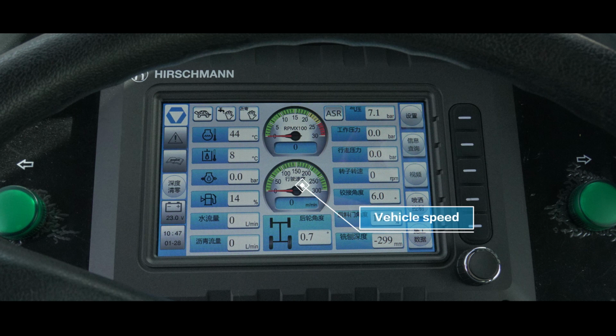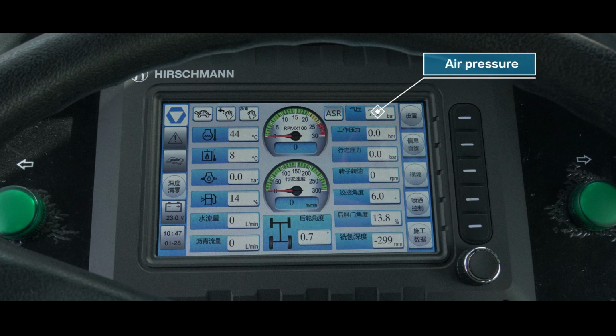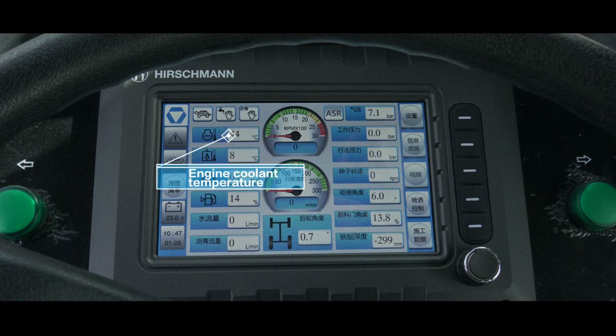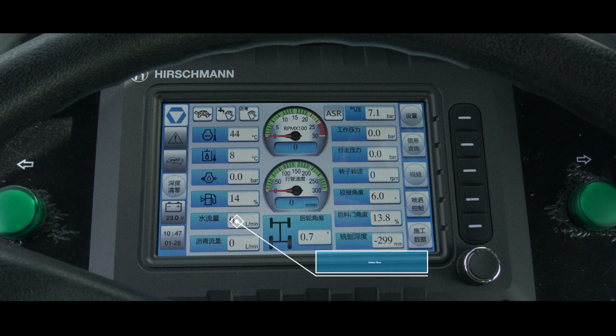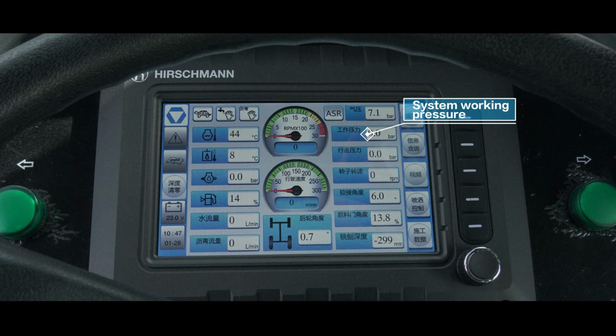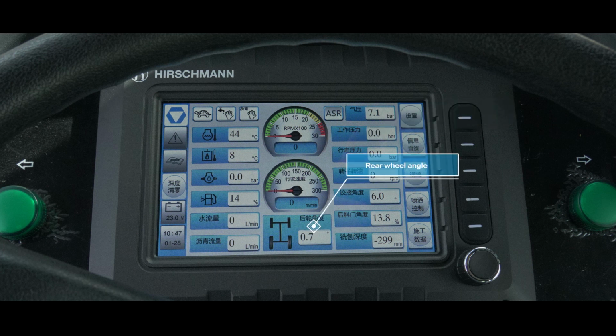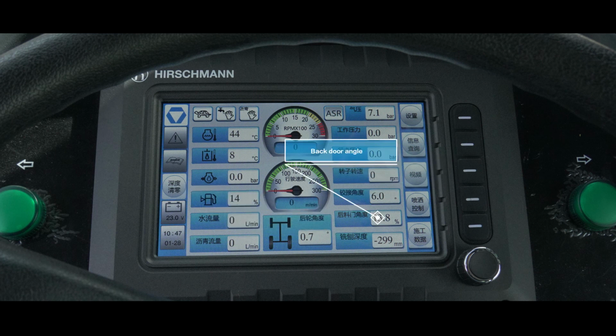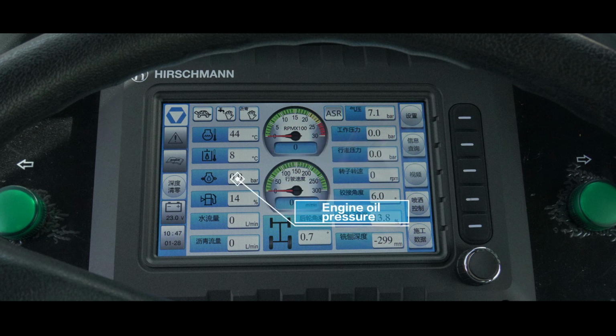Vehicle speed. Air pressure. Articulation angle. Engine coolant temperature. Water flow. System working pressure. Rear wheel angle. B preset button. Back door angle. Engine oil pressure. System time.